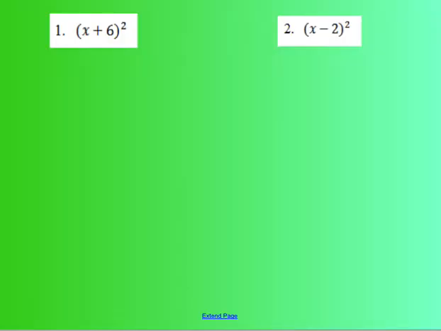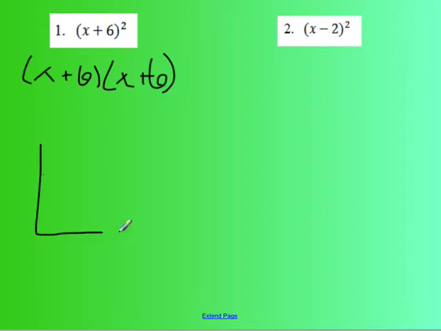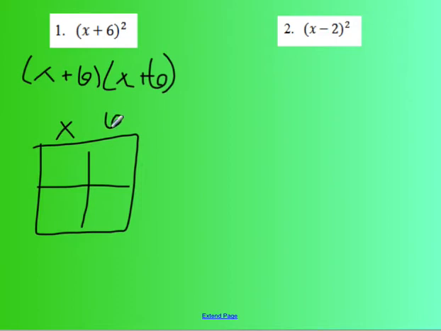For number 1, for example, we cannot just take that squared and distribute it in. That's a no-no. This represents x plus 6 times x plus 6, so it's really (x plus 6) squared. Now, in order for us to multiply this, we have to use the box method. x and 6 there, x and 6 there.